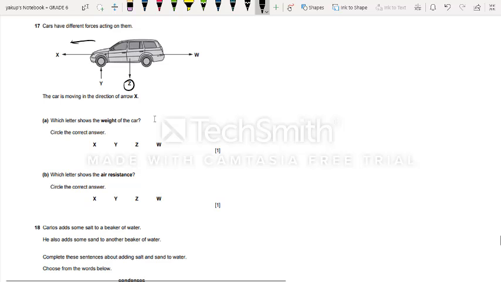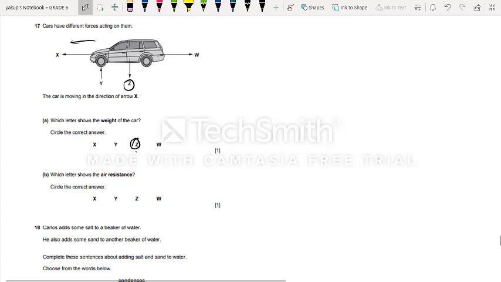When you look at any other arrows, their direction is a different way, right? But only Z is pointing down. That's why the answer must be Z, guys.